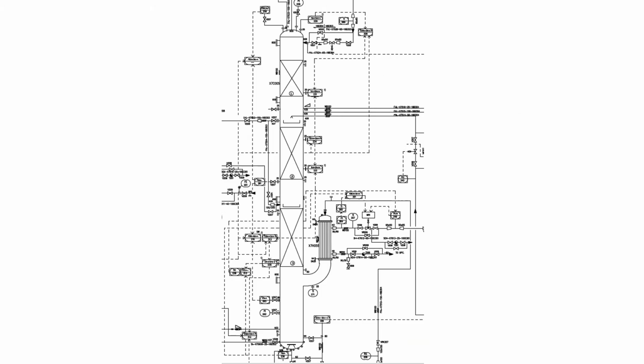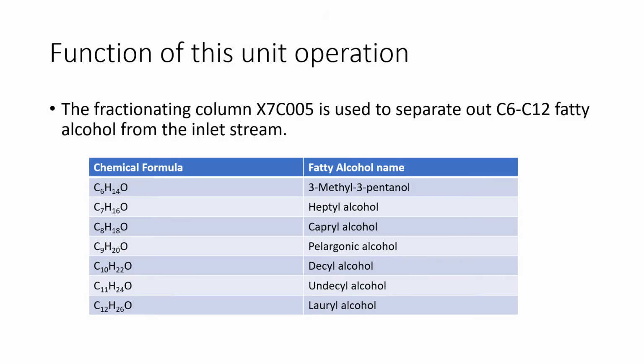This is the zoom-in diagram for the fractionating column. The operating temperature of this column is 259 degrees Celsius and the operating pressure is 0.03 bar. The function of this fractionating column is to separate out the C6 to C12 fatty alcohol from the rest of the fatty alcohol.